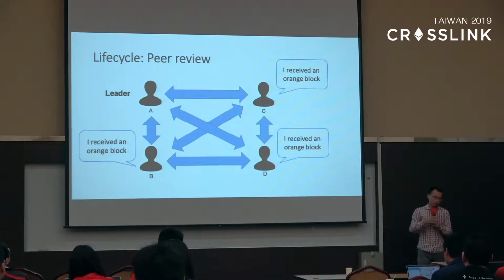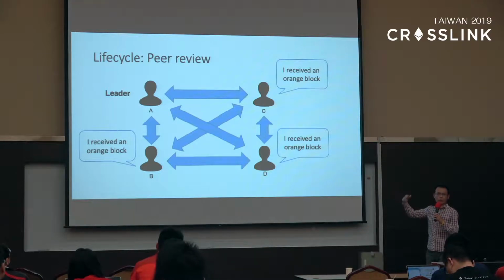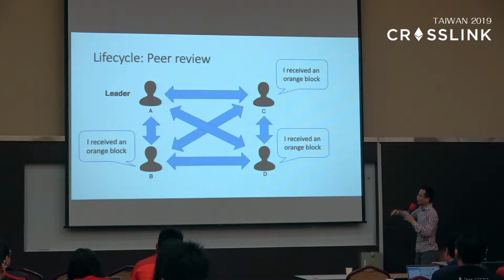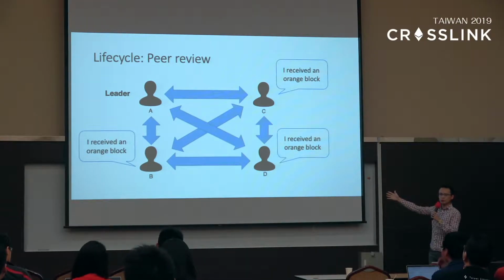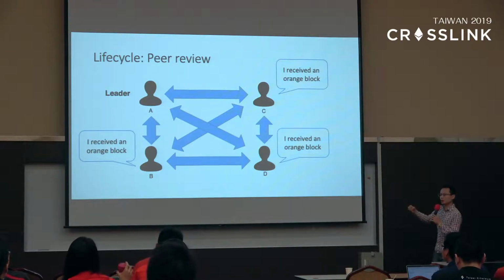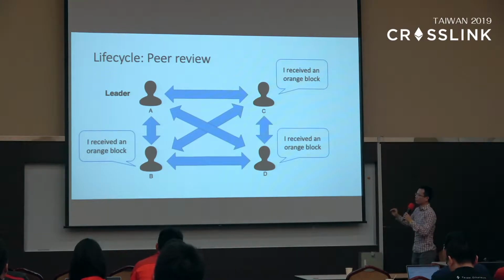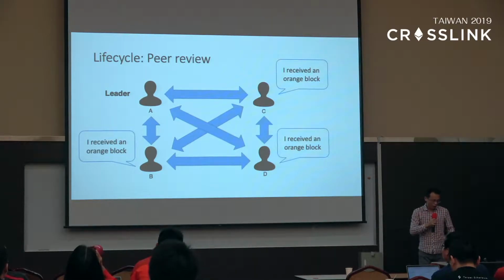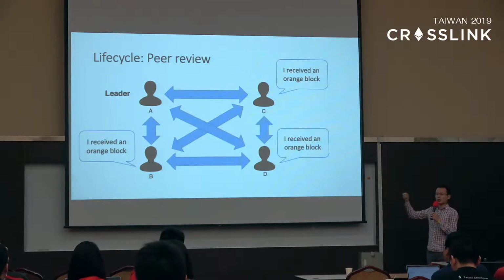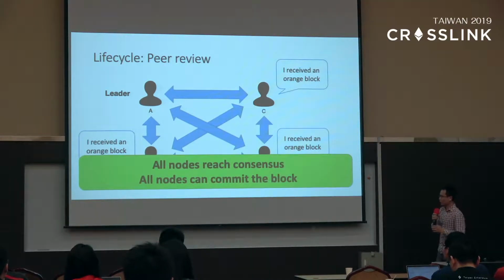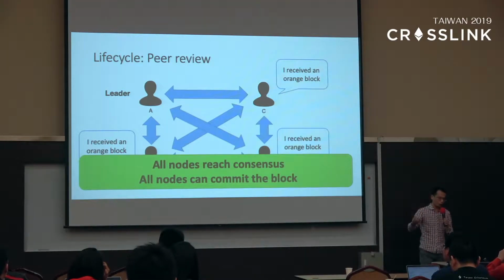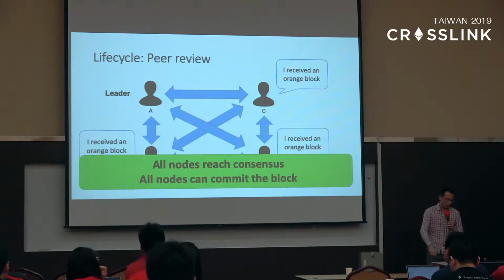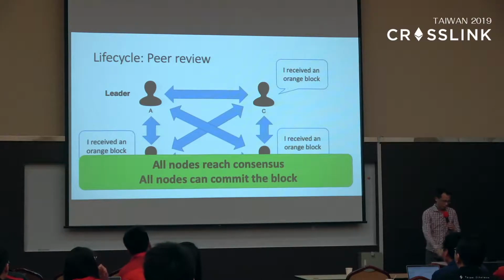So here, node C, since he just received an orange block, he'll just tell other nodes that he just received an orange block. Similarly, for node D, again, he just received an orange block, so he'll just tell other nodes that he just received an orange block. And so did B. Okay? So after a while, after this information is exchanged, all nodes will know that every node received the same block. In other words, they have agreement and they can reach consensus so that they can commit this orange block to the blockchain. Now that's the normal case.